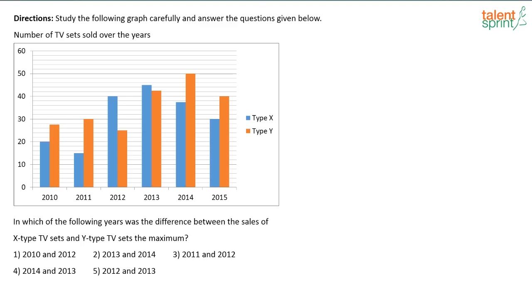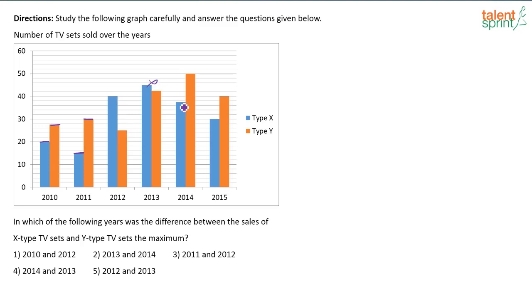2011 and 12. You just have to look at the values that are given, right? See, here it is 20 and here it is somewhere like 27, correct, or 28. Here, if you look, it is around 15 and here it is 30. So the difference is almost 20. Here the difference seems to be very less. Now here, by observation you will be able to see 2011 definitely seems to have a very high difference. Similarly 2012 also seems to be very high.